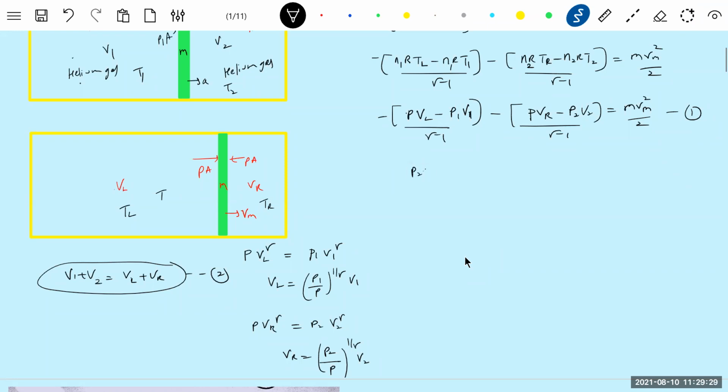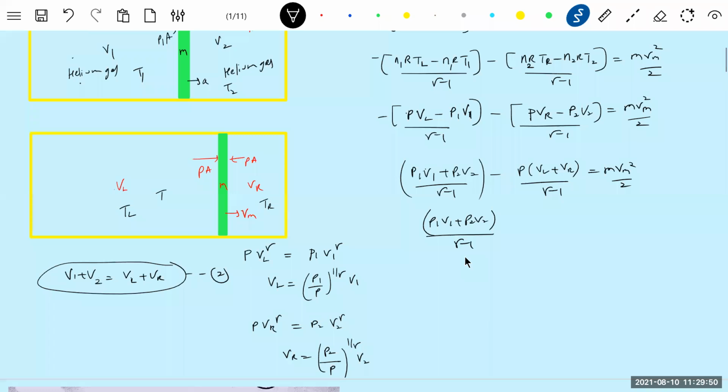This will become P2, P1 V1 plus P2 V2 over gamma minus 1, minus of P VL plus VR over gamma minus 1. We know all these values, the left hand side bracket, and then VL plus VR, what you can write as V1 plus V2. So this is P into V1 plus V2. It will become very easy for you to simplify. Call this equation 1.